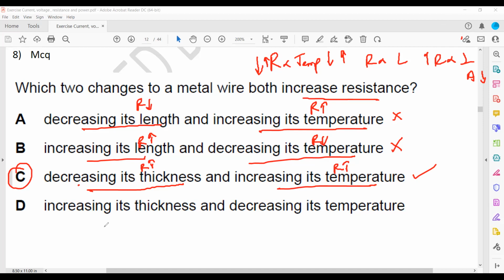Why not D? Increasing the thickness, if we use a thicker wire, will reduce the resistance, and if we decrease the temperature, that will also decrease the resistance. So both will decrease the resistance, but we want to increase the resistance. That's why C is the right answer. Is it clear, discussion? Any doubt till this point?